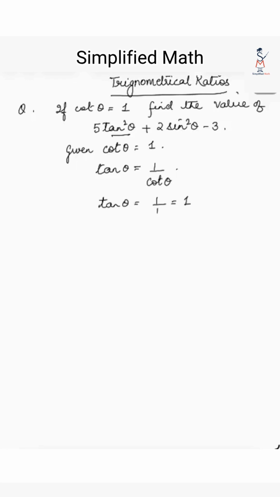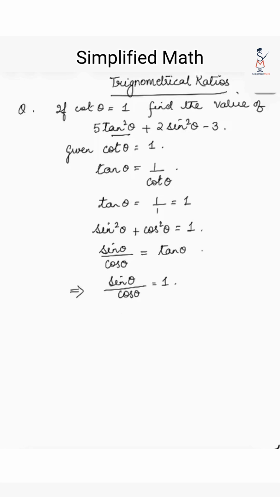Now sin square theta. What do we know? We know sin square theta plus cos square theta is 1. And we know sin theta by cos theta is tan theta. Fine. And what is tan theta? Tan theta is 1. So in this particular case, sin theta by cos theta is equal to 1. Therefore, sin theta will become equal to cos theta.